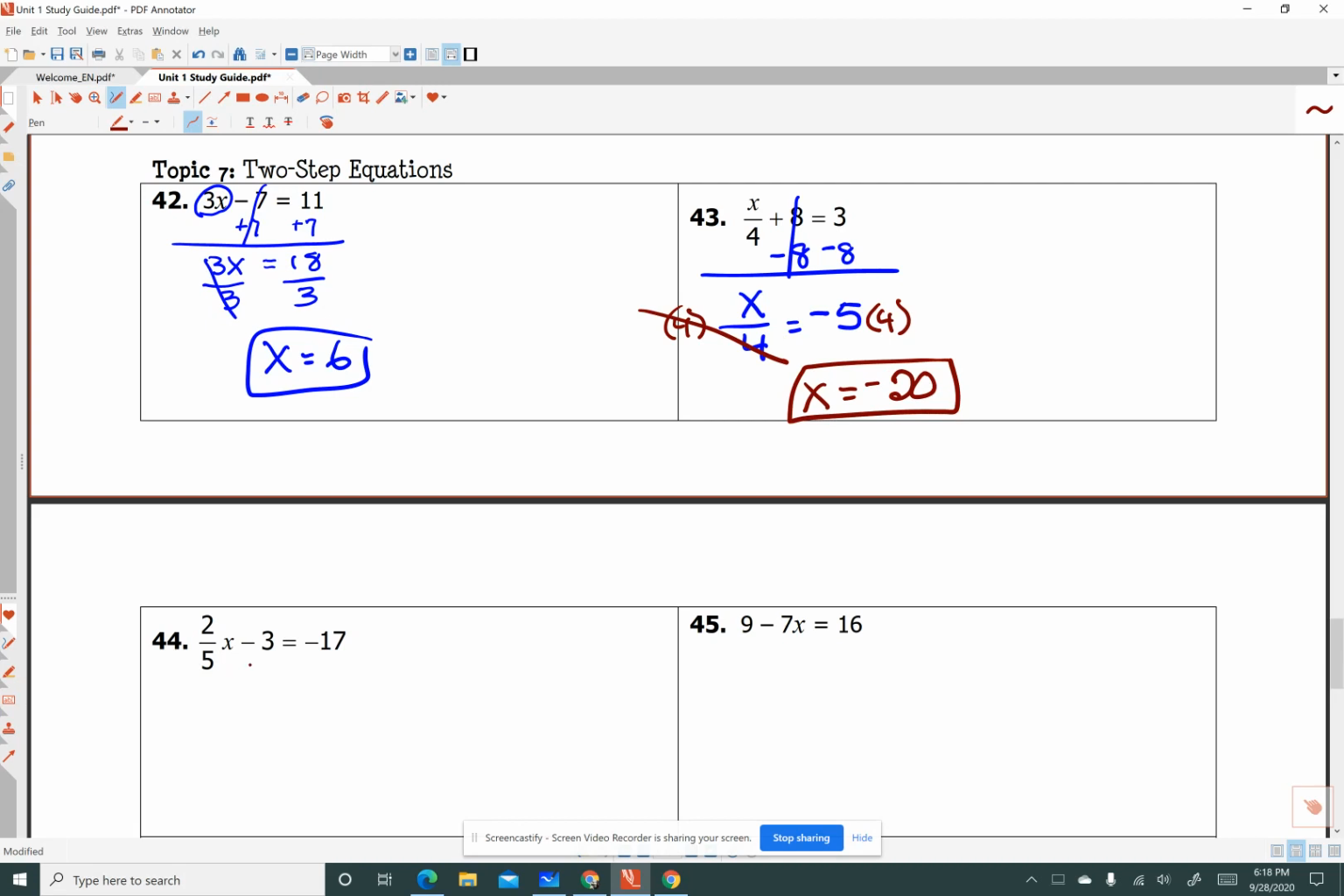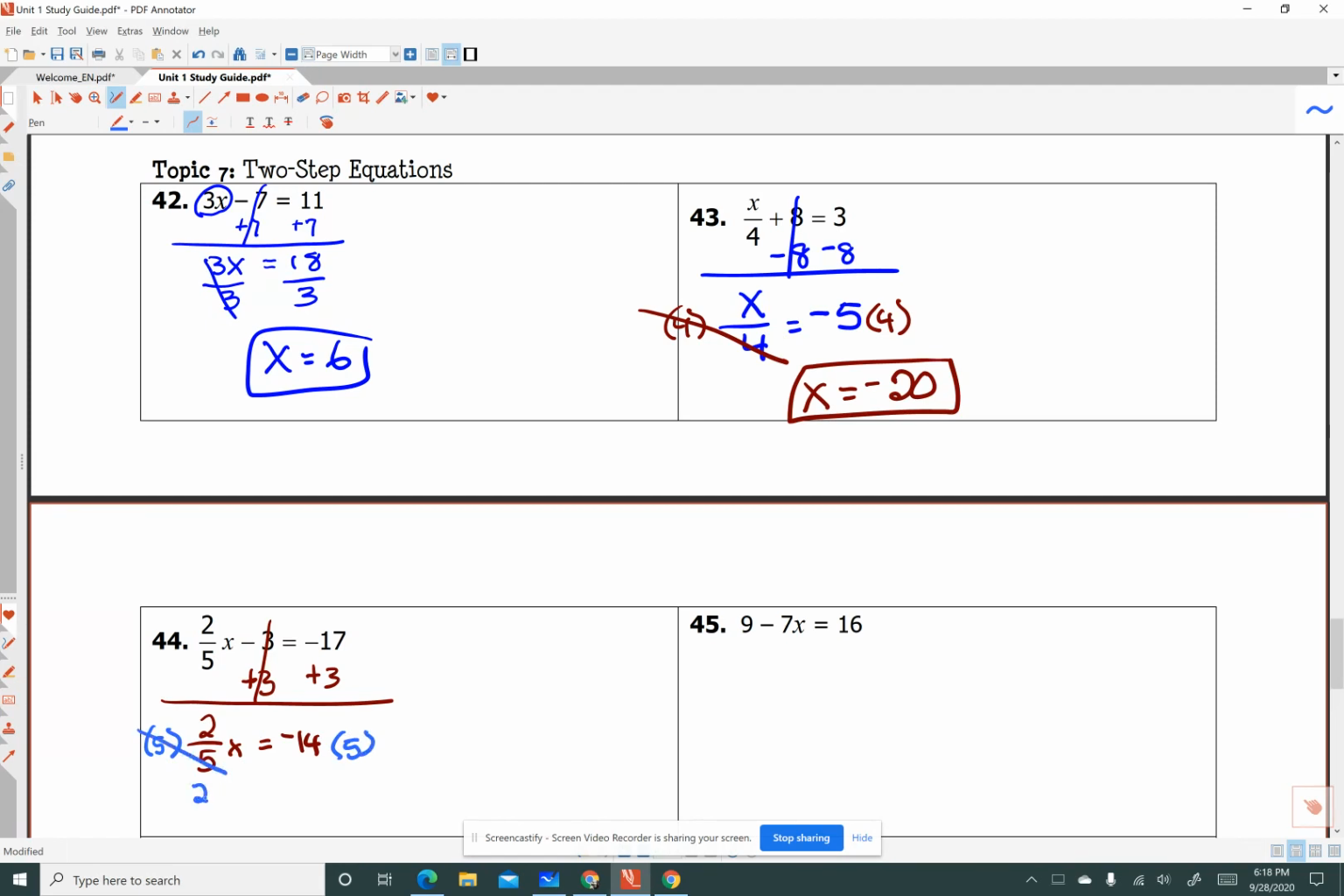Okay, so let's see. Here, we have a 2/5 x is one term. Negative 3 is another term. So let's get rid of the 3 by adding 3 to both sides of the equation. This will cancel. That gives us 2/5 x equals negative 17 plus 3 is negative 14. Now, change the color, and we will multiply both sides of this equation by the denominator, which is 5.